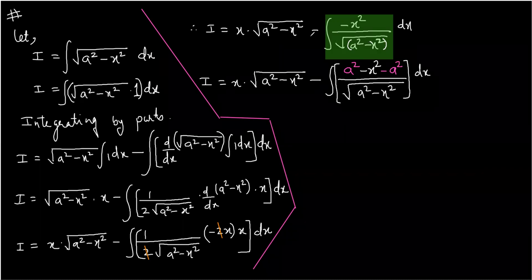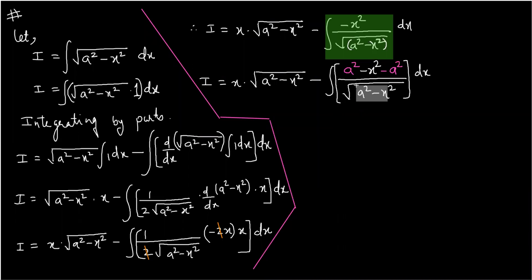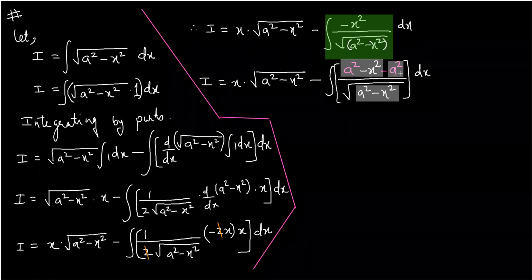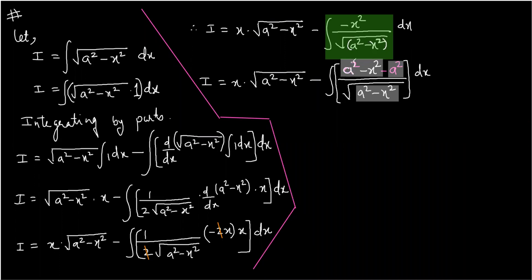So what did I do? I repeated the denominator. I repeated the content of the square root in the numerator. I had a square minus x square, so I repeated it. So here I have a square minus x square.